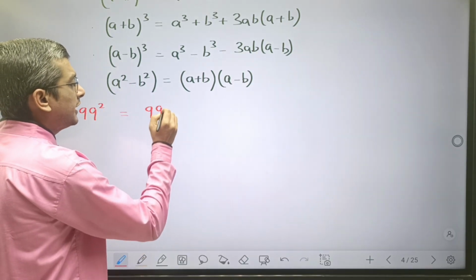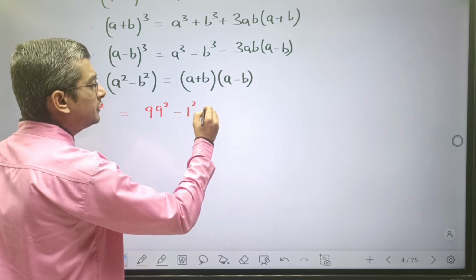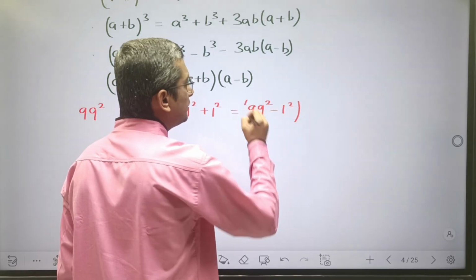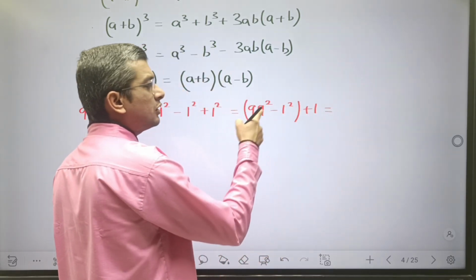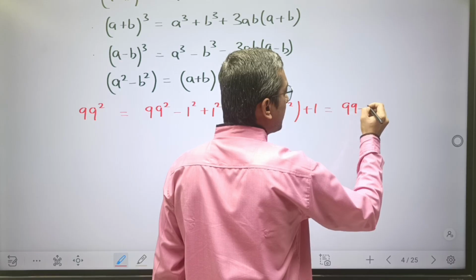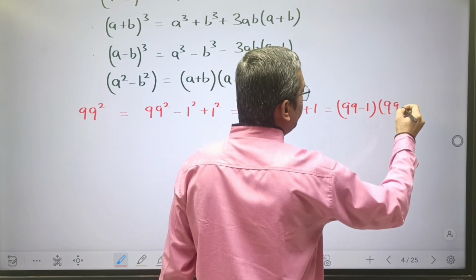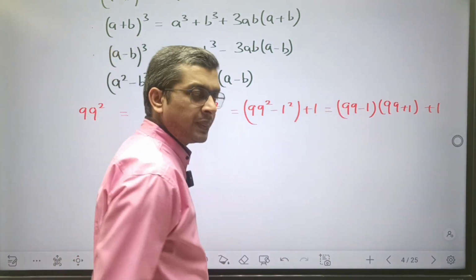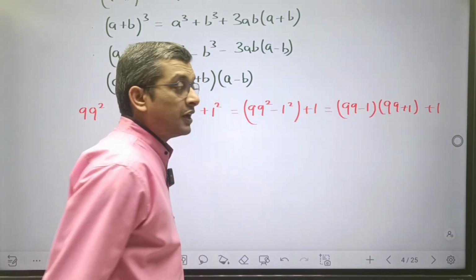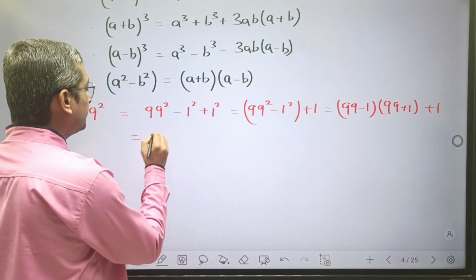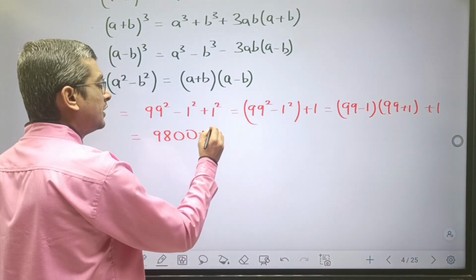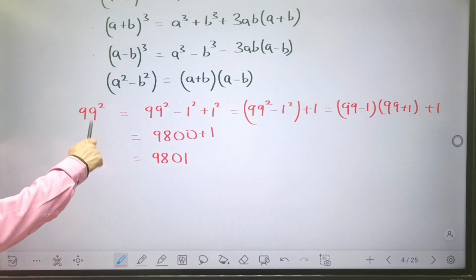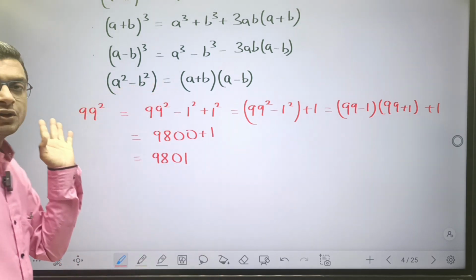This can be written as 99 square minus 1 square plus 1 square. Listen, 99 square minus 1 square plus 1. So this is a square minus b square. So this is (99 minus 1)(99 plus 1) and plus 1. So 99 minus 1 is 98. 99 plus 1 is 100. So this will be 9800 plus 1. And this is the trick, dear students. The answer is 9801. So this is the trick. How can you use this formula to find the square of 99?